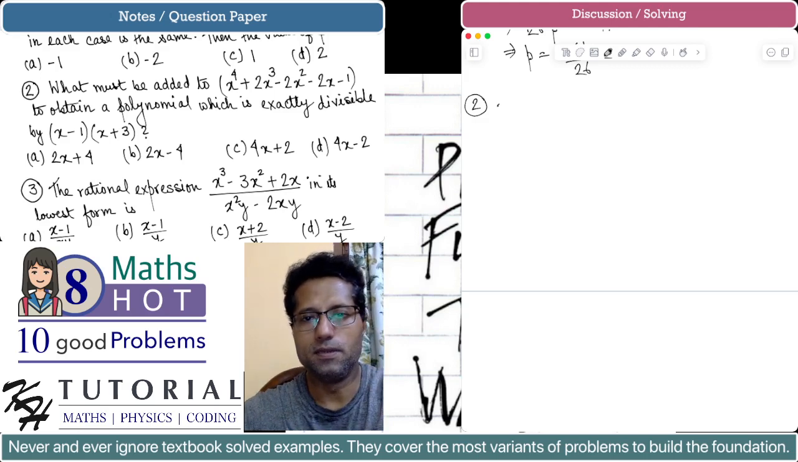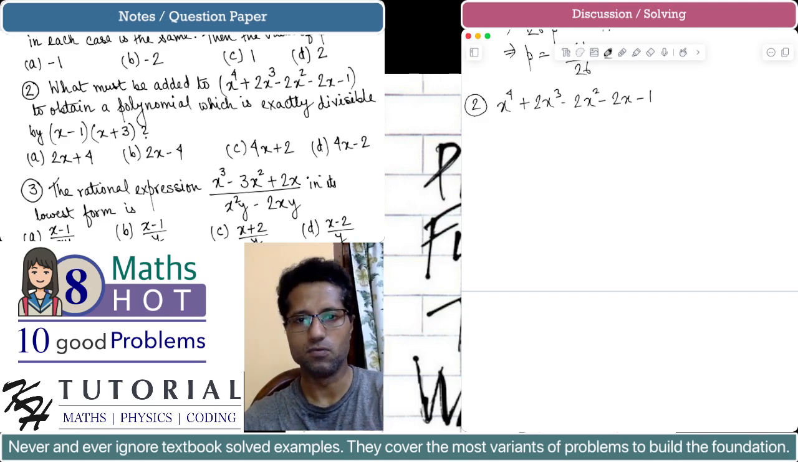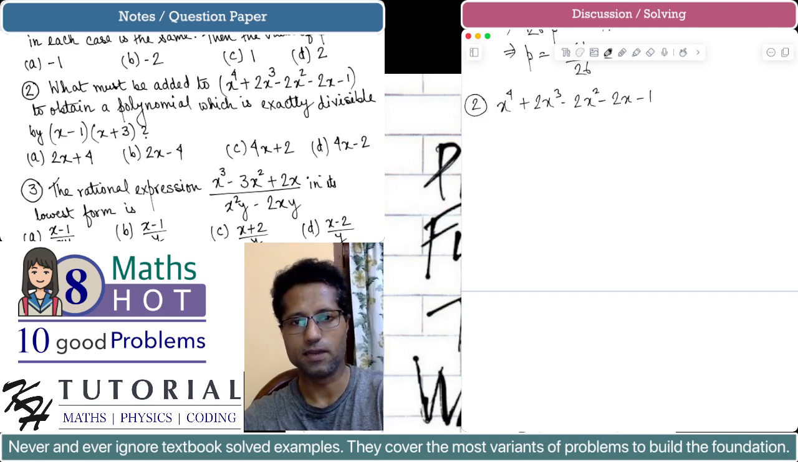So the polynomial is x to the power 4 plus 2x cube minus 2x square minus 2x minus 1. Certainly this will not be factorized such that it will have the factors x minus 1 and x plus 3, because we have to add something. Only after adding some expression will it have the factors x minus 1 and x plus 3. Now, what must be added?